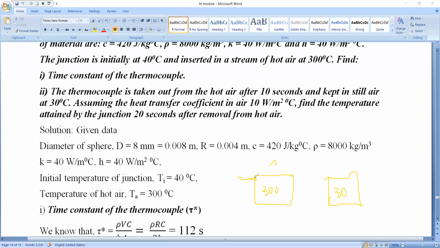Now after 10 seconds it is removed, and suddenly it is exposed to the air, which is at 30 degrees centigrade, for the period of 20 seconds.